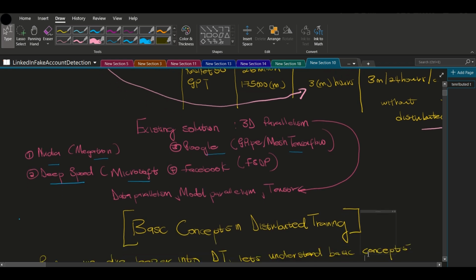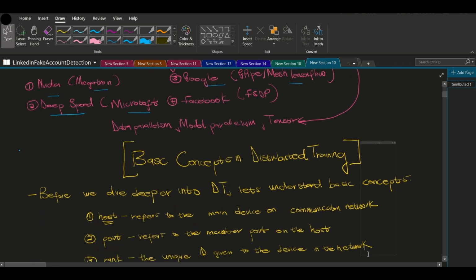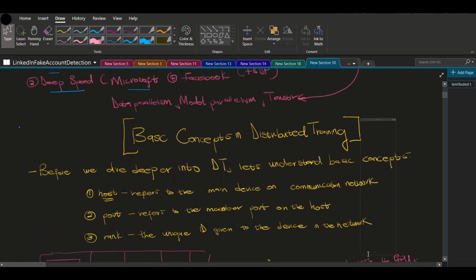But before we get into that, I want to start from the hardware perspective and how these machines, like servers, communicate with one another, right? You can think of a host as the main device on a communication network, and we have a port, which can refer to a master port on the host, and we have something called rank, which is a unique ID given to a device in the network.